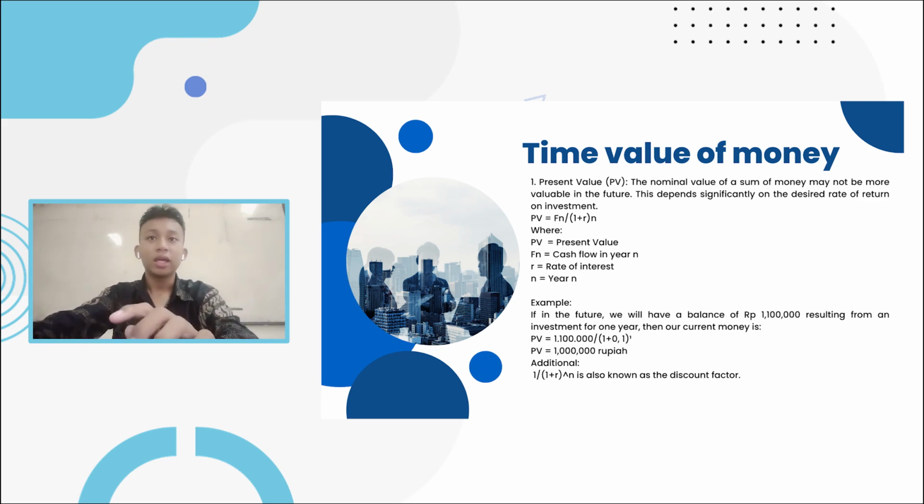Example, if in the future we will have a balance of 1,100,000 rupiah resulting from an investment for 1 year, then our current money is PV equals 1,100,000 rupiah over (1 plus 0.1), which equals PV 1,000,000 rupiah.